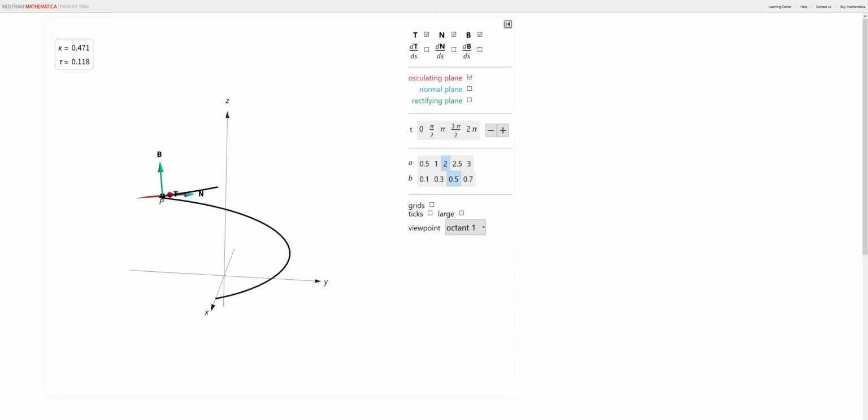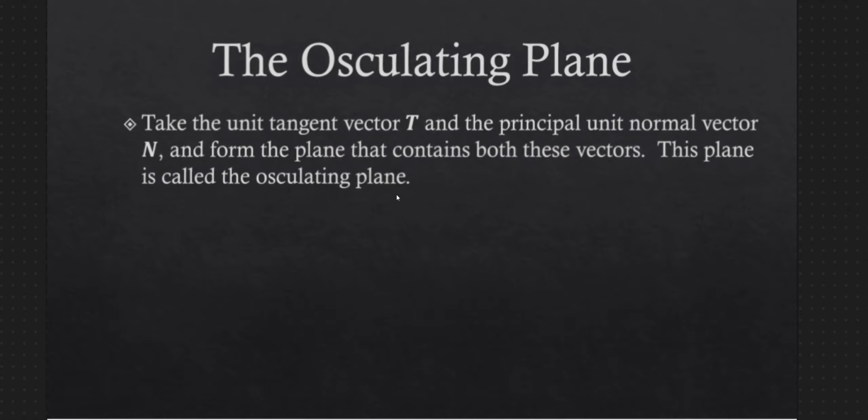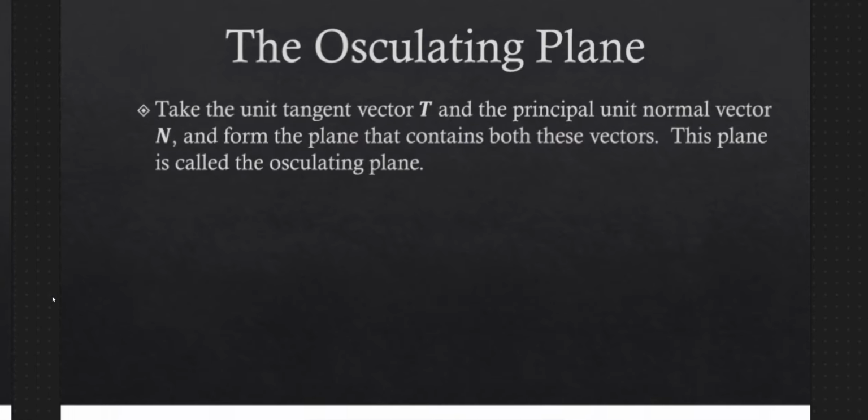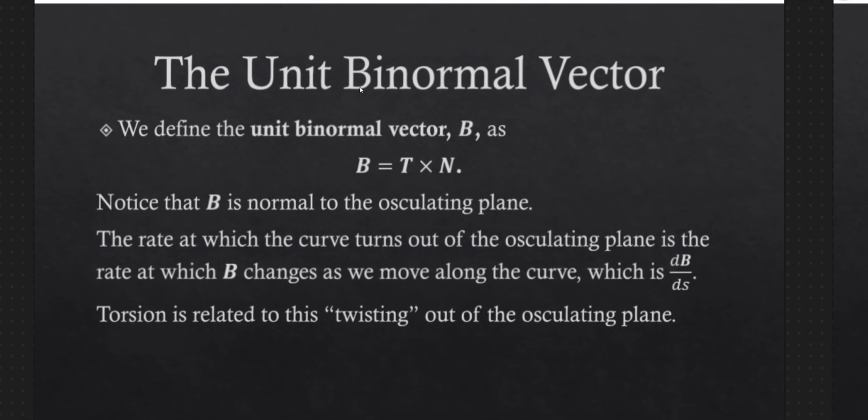So that's what we want to get a hold of, the derivative of this unit binormal vector. And that's related to torsion. All right, so let me jump back to this. We're going to actually do some calculations. So that's the osculating plane. We want to keep track of how that moves, the direction of it, and that's the unit binormal vector, the direction of this osculating plane. B is normal to it.